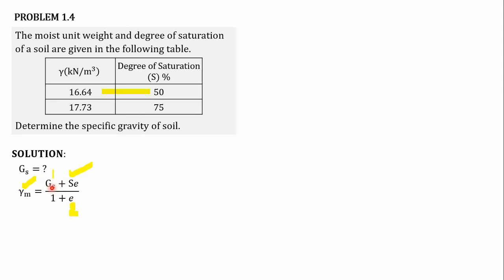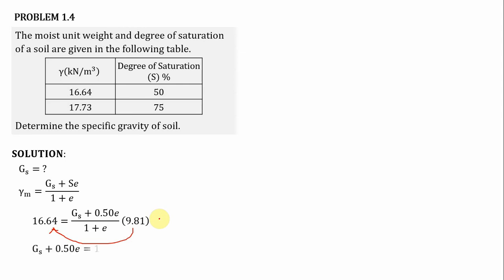Okay, so una muna tayo sa 16.64. So 16.64 is equal to GS plus degree of saturation niya is 50% times the void ratio divided by 1 plus E times 9.81. So, simplify natin to. So, 16.64, i-divide ko siya ng 9.81. I-transfer ko siya dito. So, therefore, mag-divide ako ng 9.81. So, magkakaganito yung equation natin.